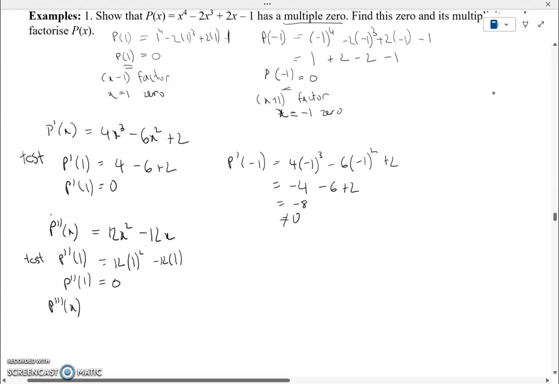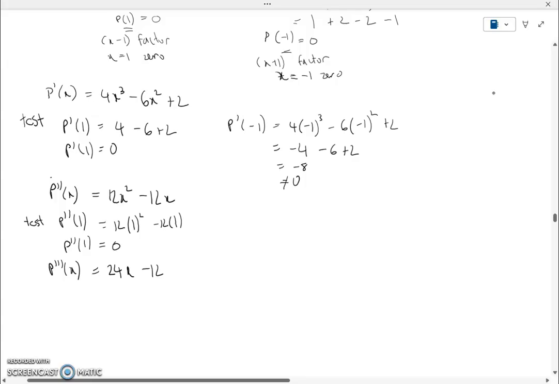Excellent. Now let's work out p triple dash. P triple dash x is going to be 24x minus 12. We're going to test p triple dash, and sub in 1. P triple dash 1 is going to be 24 times 1 minus 12. That equals 12, which doesn't equal 0.